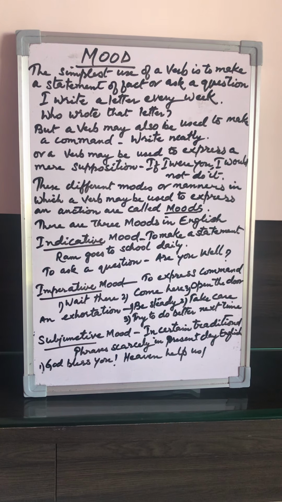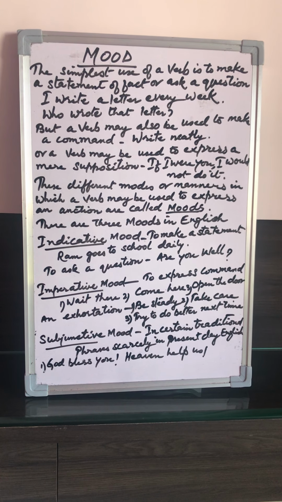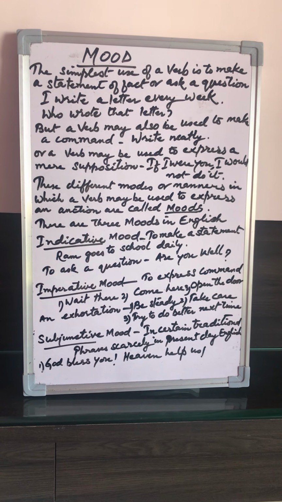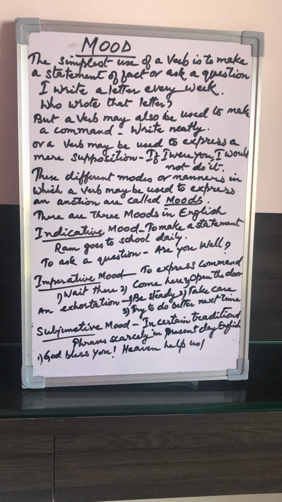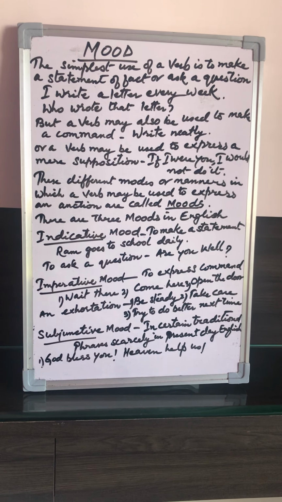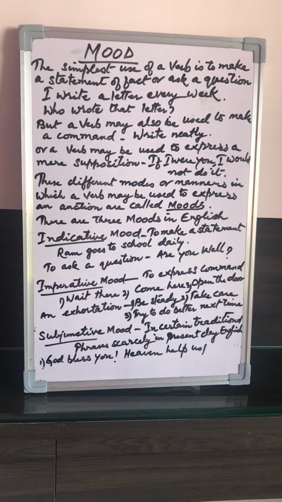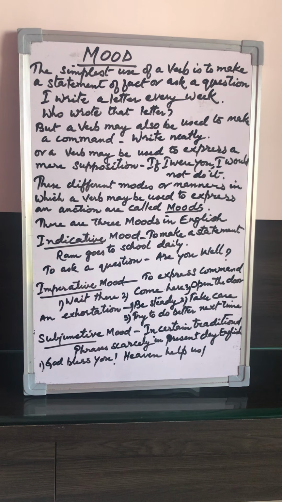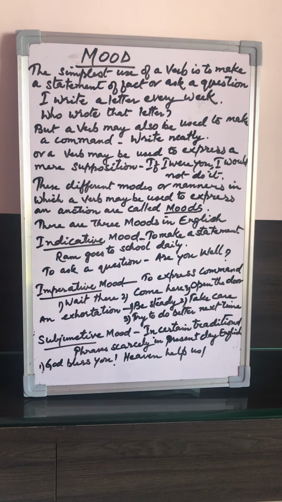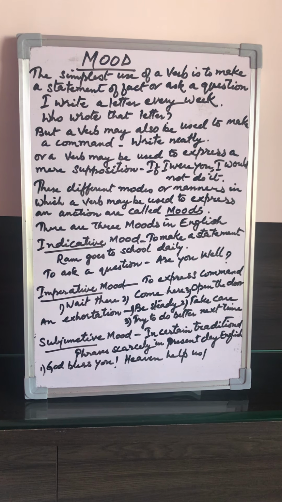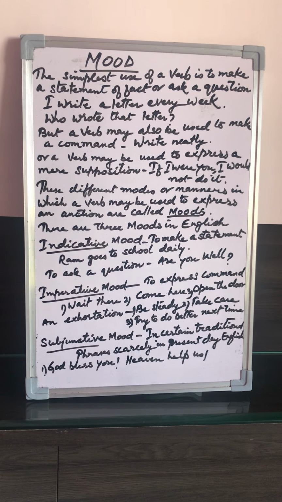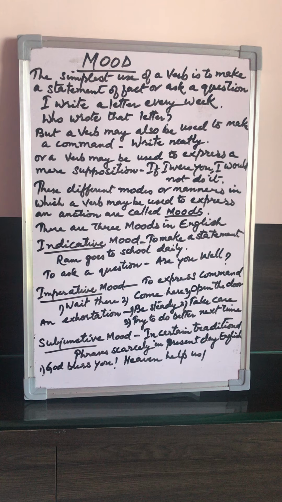The present subjunctive occurs in certain traditional phrases where it expresses a wish or a hope. For example, God bless you. So here is a wish. God save the king. Here is again a wish or a hope. Heaven help us. So in older English, we used the subjunctive mood, whereas in present day English, it is normally not used.